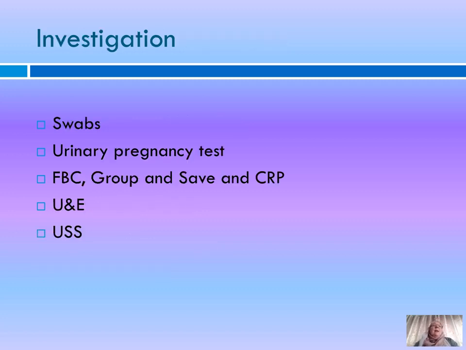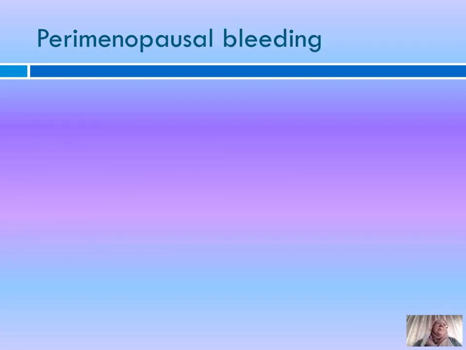Investigations need to be done, and these include swabs, urinary pregnancy test, full blood count, group and save, and CRP. U&E is important because you do not want her renal function to be compromised, and also ultrasound scan is important.